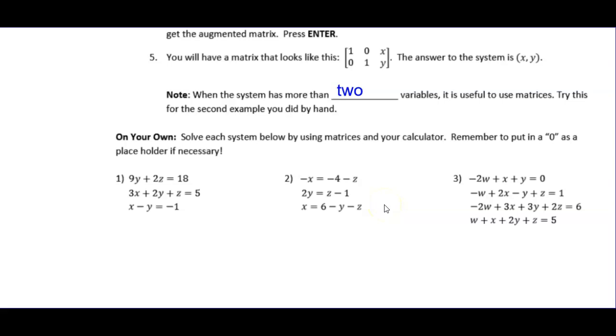Okay, so on your own, we should have about 10 minutes or so left at this point. On your own, I'd like you to go through these 3 using a calculator. So the first thing you got to do is establish your matrix, your augmented matrix for each one. In number 2, you'll notice it's not in standard form, so everything needs to be moved around to be in standard form first. Remember a 0 if there's a missing variable, and get your 3 results.